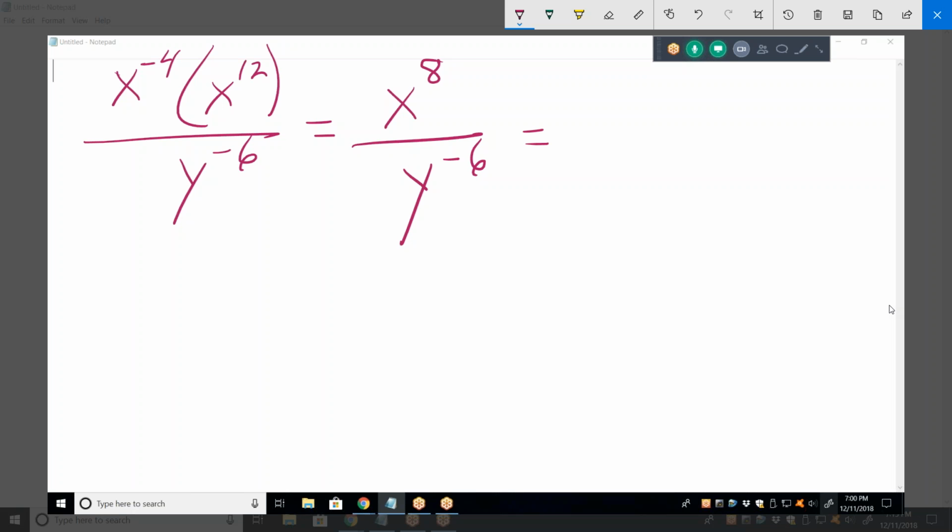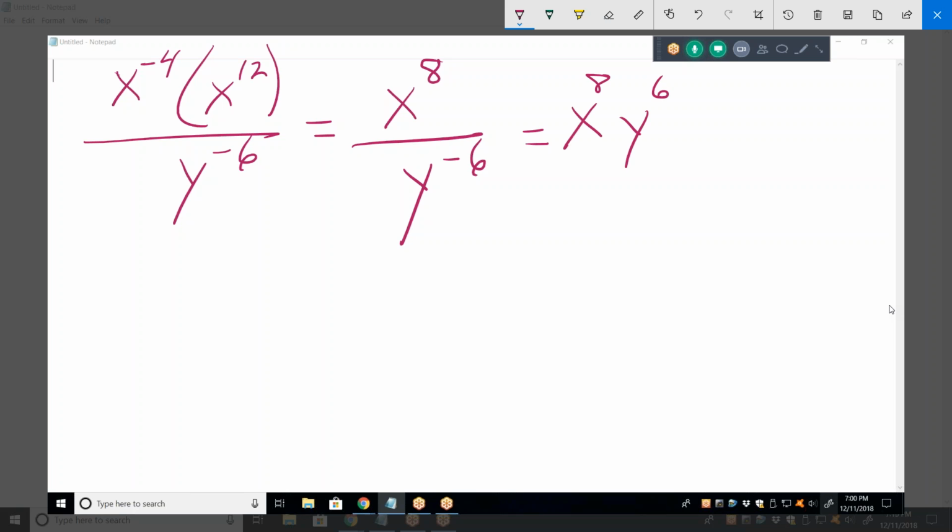Y to the 6th, 1 over y to the 6th. There's an easier way to do it than that. In other words, I could do this, but now I got x to the 8th all over 1 over y to the 6th. The easier way to do it, when you have a negative exponent, is all you have to do is move this thing to the other side of the fraction bar and make it a positive exponent. It's as simple as that. It doesn't matter whether it's in the numerator or the denominator. So the final answer is x to the 8th in the numerator, y to the 6th in the numerator.